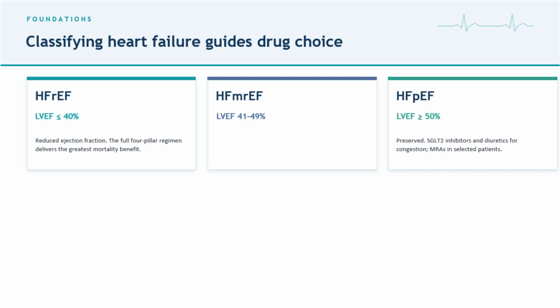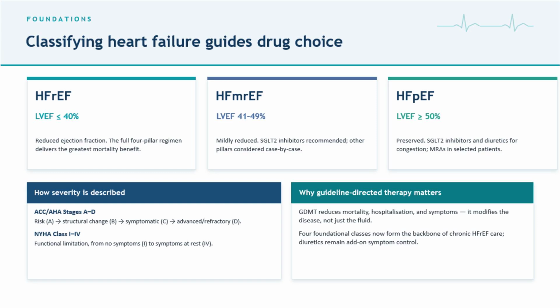Alright, before we touch a single drug, we have to talk about classification, because how we classify heart failure literally decides what we prescribe. Stick with me, this is the foundation for everything. Here's the big idea: we split patients by ejection fraction. If EF is 40% or below, that's your reduced group, and that's where the full 4-pillar regimen gives the biggest mortality punch. HFmrEF sits in that mildly reduced 41 to 49 band, and HFpEF is preserved, 50% and above.